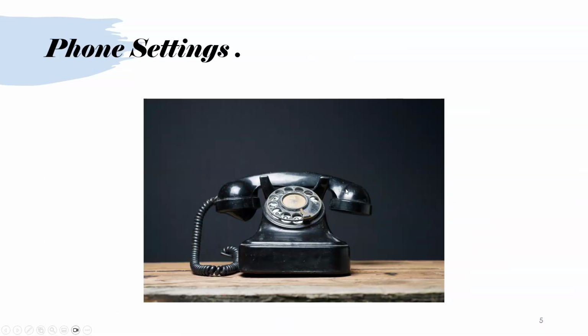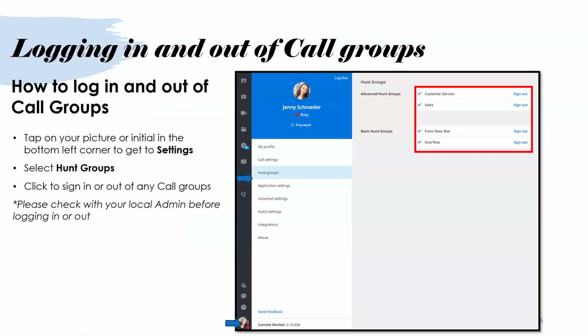Some different settings within the app. First and foremost, if you're a person that logs in to answer call groups, so maybe you help answer the main line, maybe you help answer sales calls, and let's say that you ever need to go in or out of that group. You can click on your picture or initial in the bottom left corner. Then you're going to go to something called HUD groups. You'll click on that. And then you're going to choose to sign out or sign in to any of them.